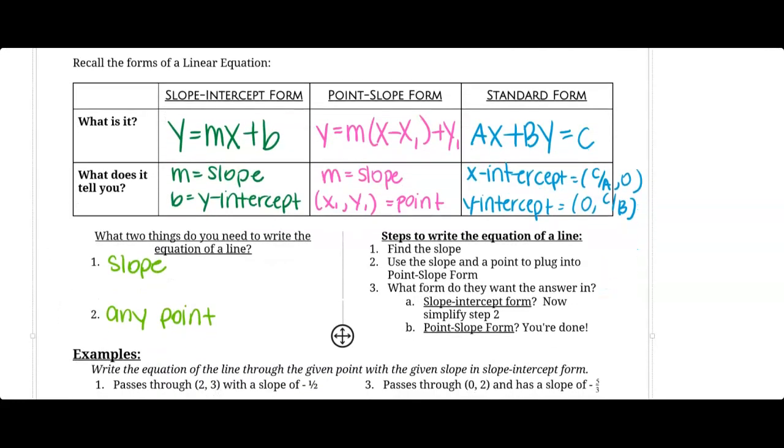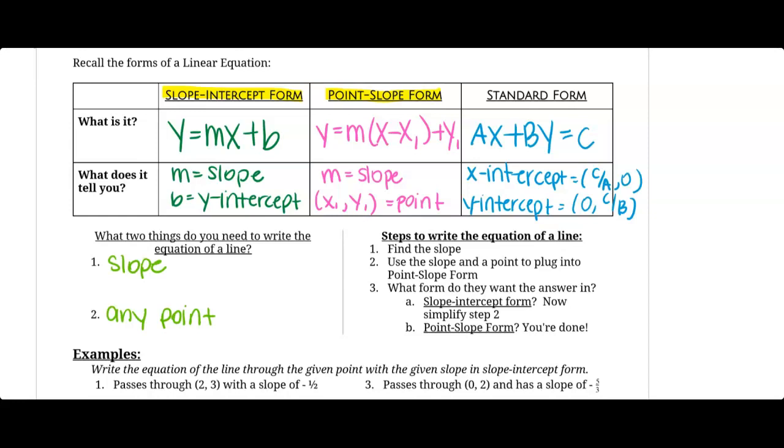So up here, I have the notes filled in and the 3 forms that we've talked about. We are generally focused on slope-intercept form and point-slope form. This semester, we're going to get into standard form a little bit, and we'll have talked about that more in class. But in this video, we're really going to focus on slope-intercept form and point-slope form.